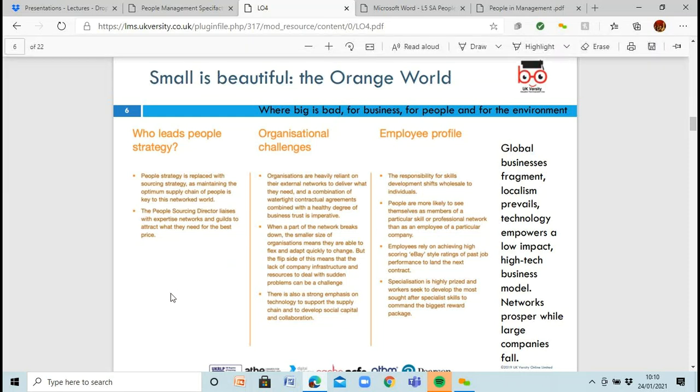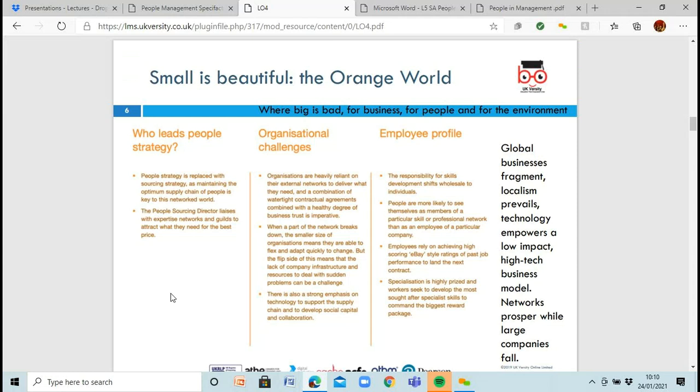And then we've got a few headings here. Who leads people strategy? People strategy is replaced with sourcing strategy, as maintaining the optimum supply chain of people is key to this network build. Then we've got organizational challenges, where the network can break down and it can be a smaller organization. Then you have an employee profile, and responsibility for skills development shifts to wholesale individuals. And people are more likely to see themselves as members, as part of a professional network.